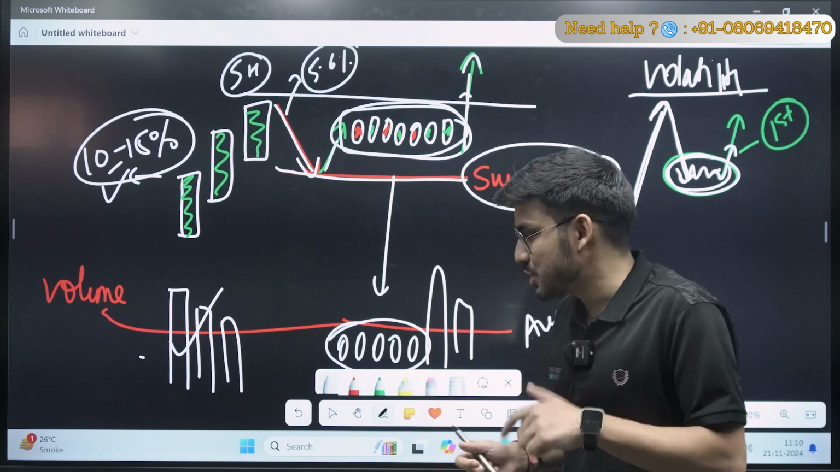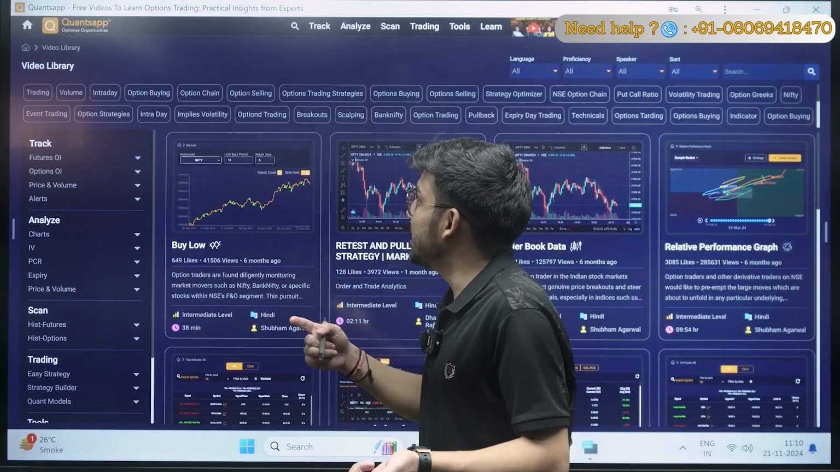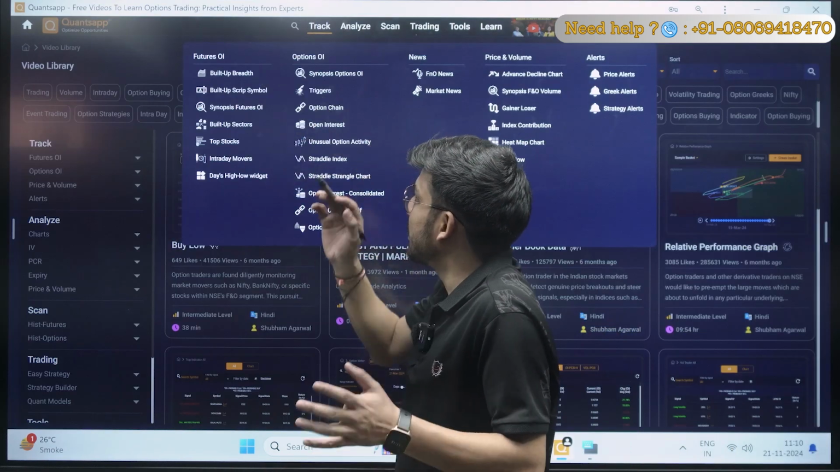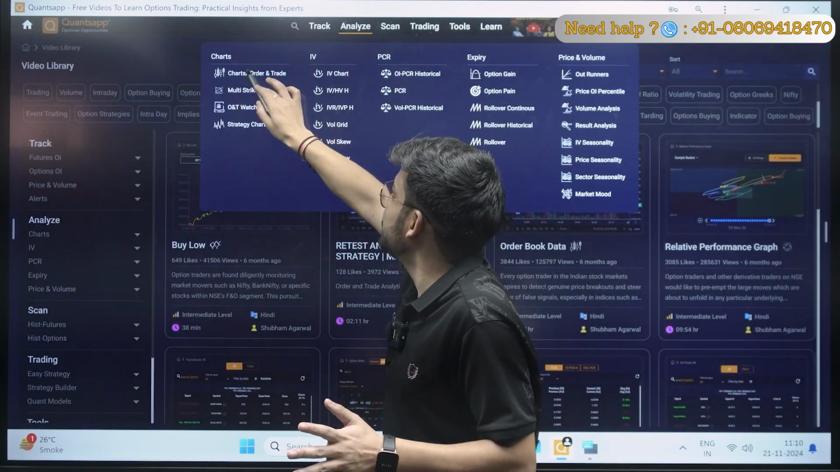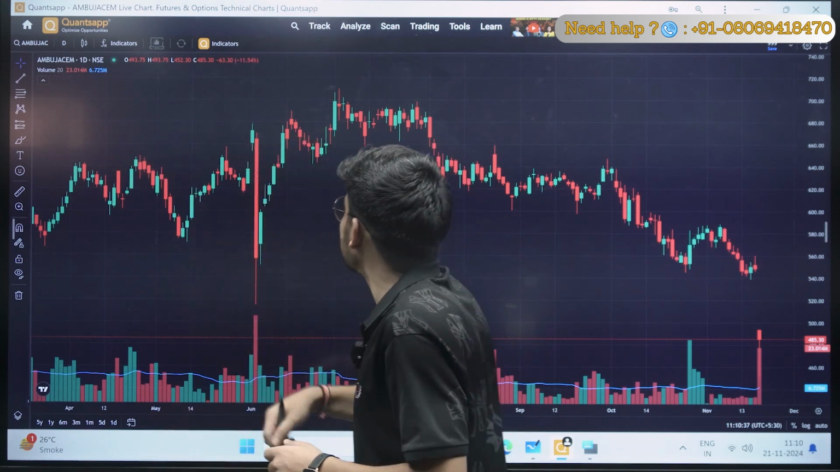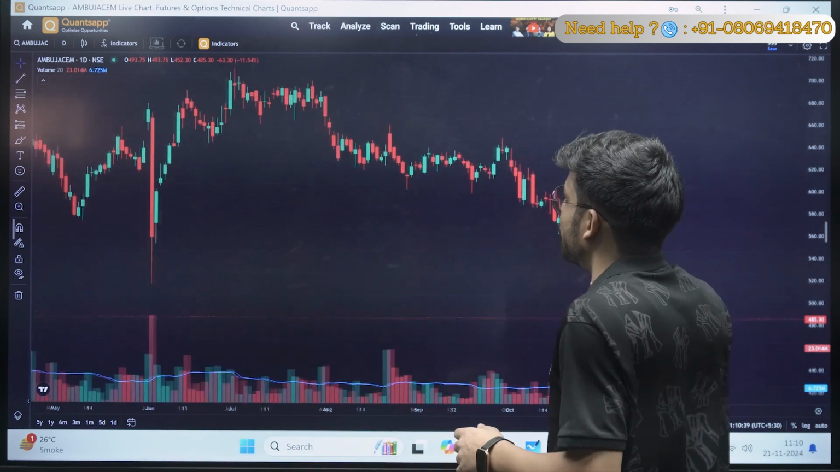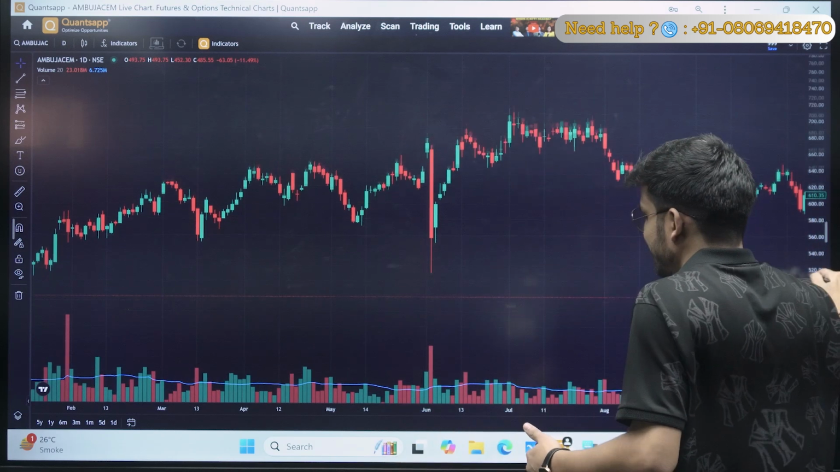Okay, so for that, I'm jumping into the Quantsapp application here. Now in the Quantsapp application, I'll show you some examples. Okay, so I'll clear the concept with a certain example. So I'm directly going to analyze charts, trade and order. Now currently I have opened Ambuja Cement. So let me see in Ambuja Cement if I'm getting a 10 to 15% movement in the market.